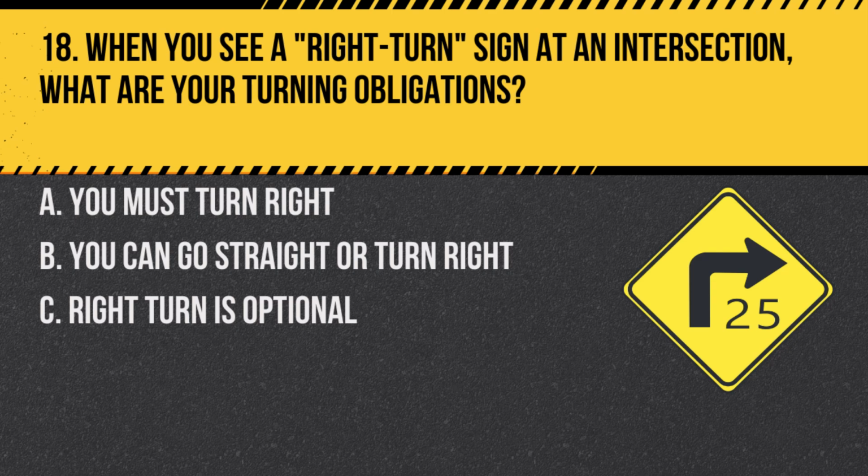Question 18. When you see a right turn sign at an intersection, what are your turning obligations? A. You must turn right. B. You can go straight or turn right. C. Right turn is optional.